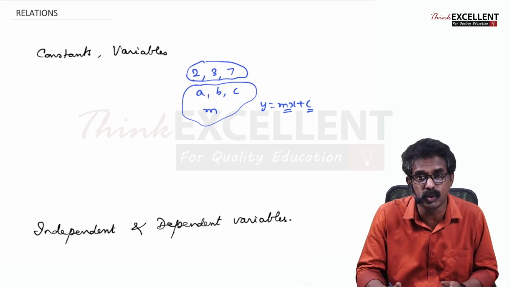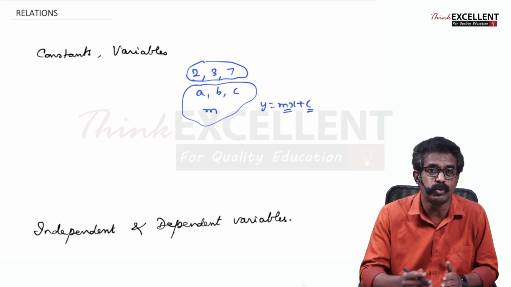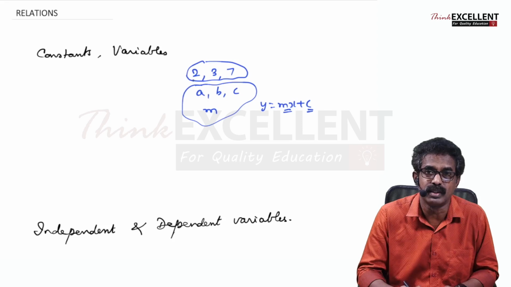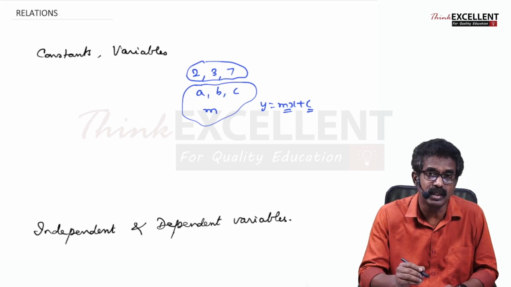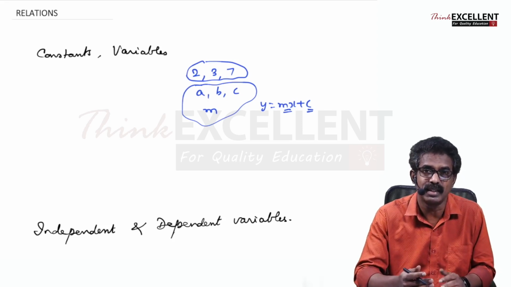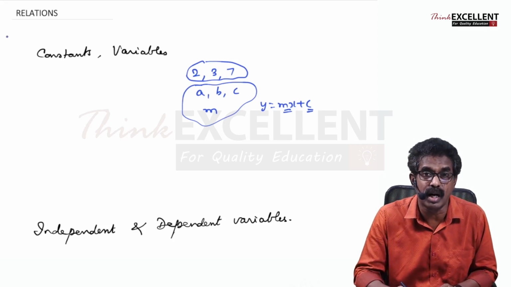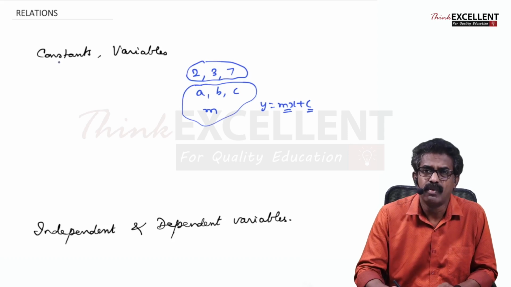For example, m is the slope. For one line the slope may be 2 by 3, in another line the slope may be 1 by 2 or 1 by 7, whatever it is. So it's a constant, but it changes. So in every sum it takes different values. Such constants we call arbitrary constants.